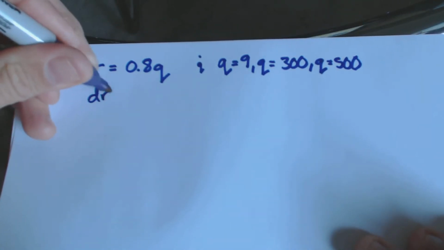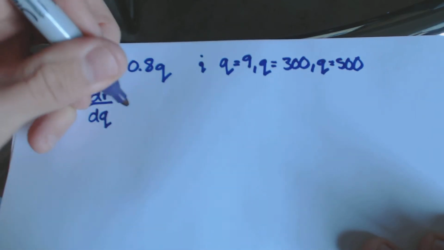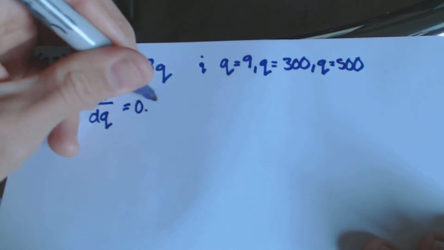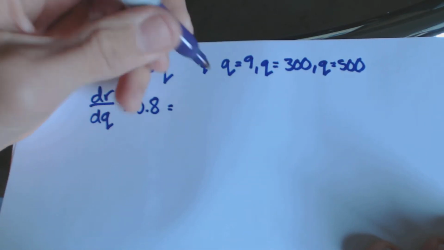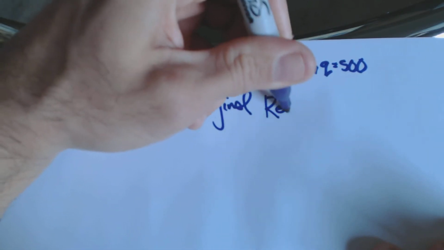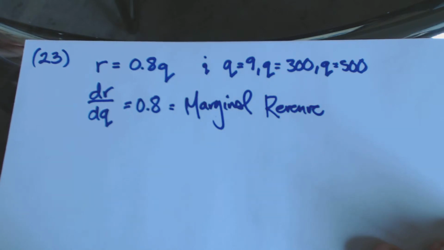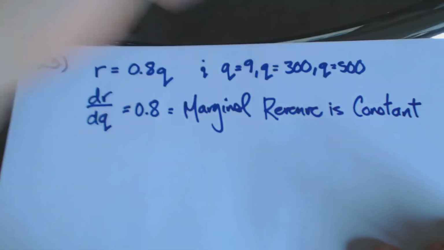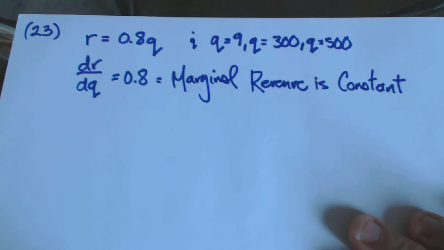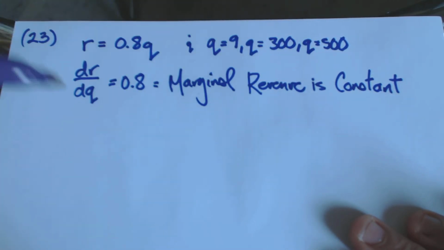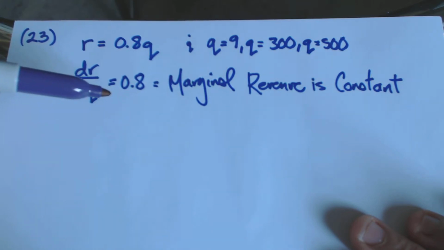So taking the derivative of revenue with respect to quantity, the derivative of 0.8 Q is just 0.8. So we have marginal revenue. The revenue earned from producing one more unit of output is going to be constant. And so at all three of these output levels, the marginal revenue is going to be 0.8.